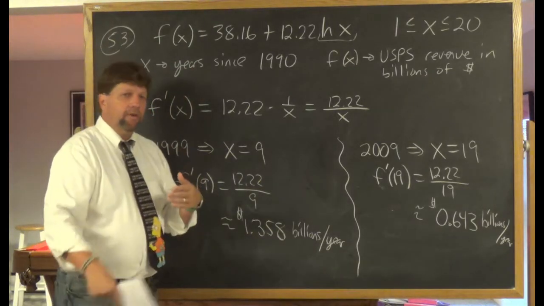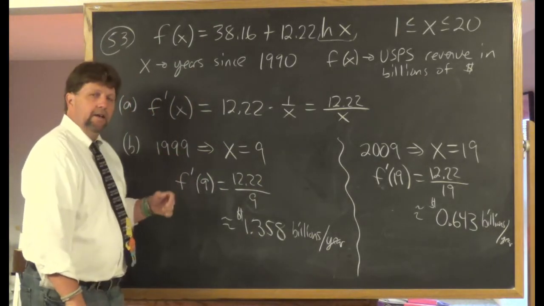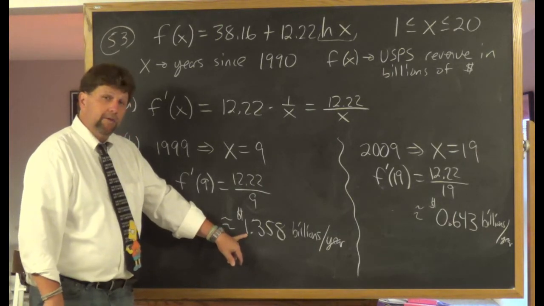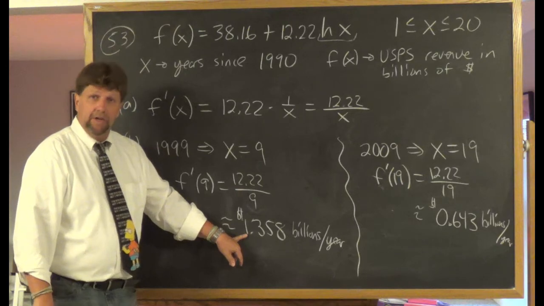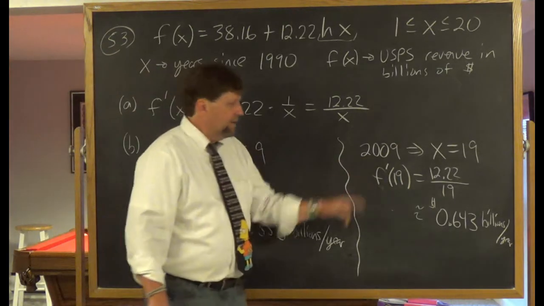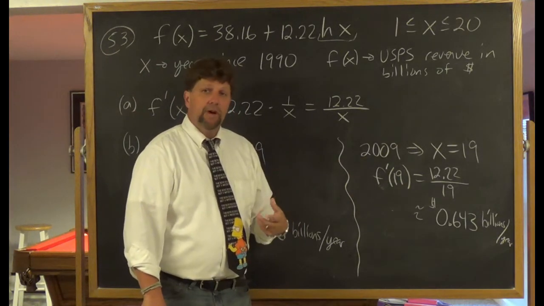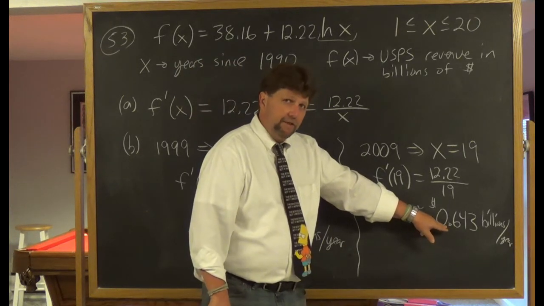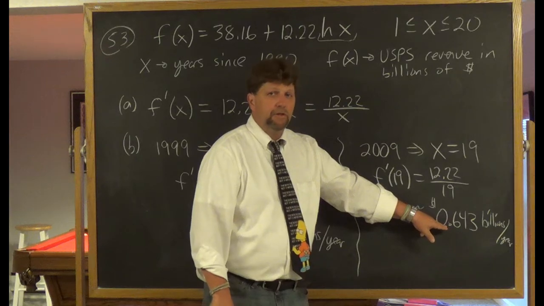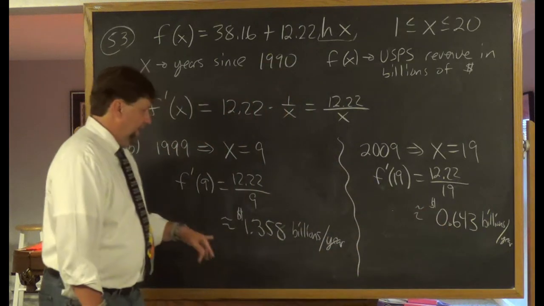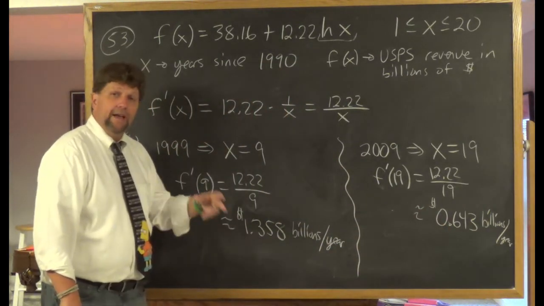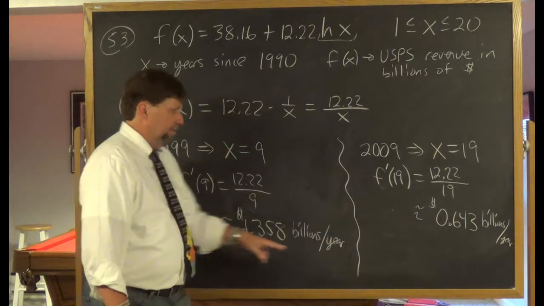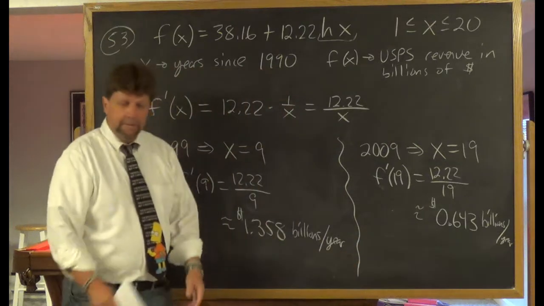So when I compare the two rates, I can see in 1999, the USPS revenue was increasing at a rate of about $1.358 billion per year, whereas in 2009, the USPS revenue was increasing at a rate of about $0.643 billion per year. So it looks like in 1999 it was increasing at a faster rate than it was in 2009, because this number is larger than that number.